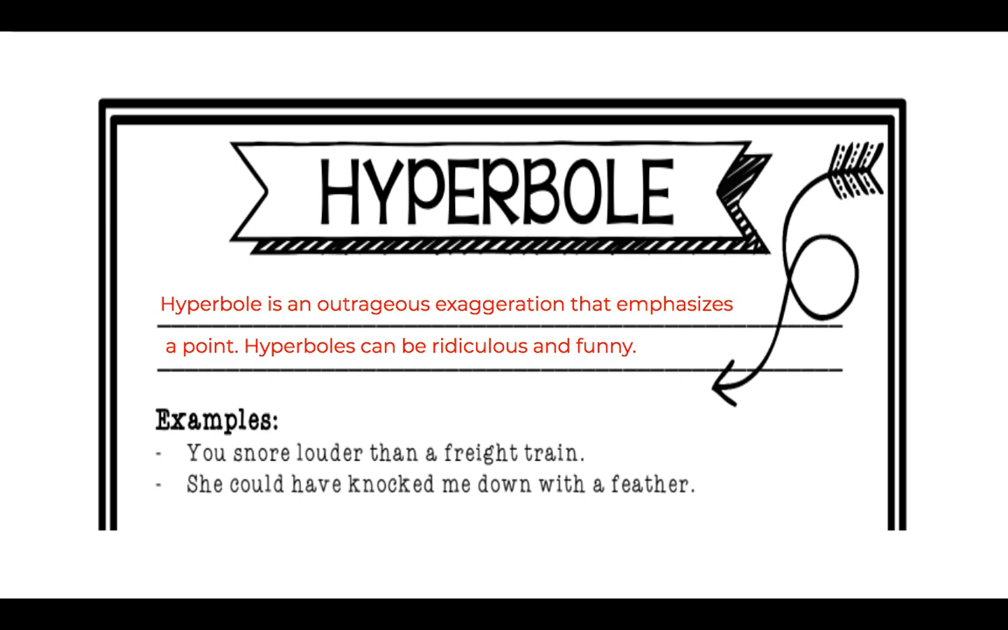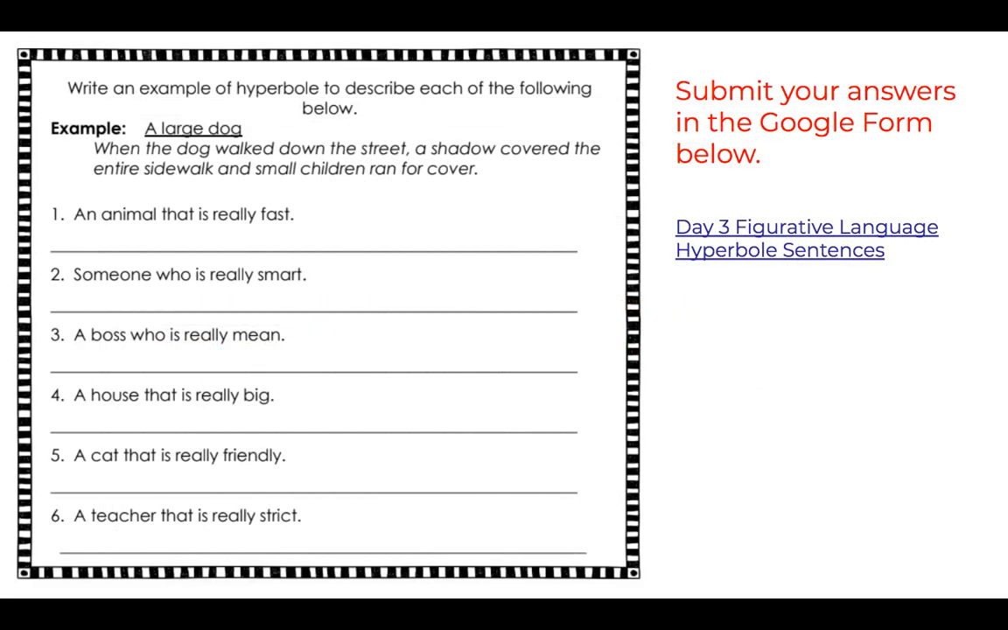Okay, so attached to this assignment is a Google Forms. You are going to be doing the practice that is down below. First, you will write them down in your composition notebook so you have them written down. You're going to write an example of hyperbole to describe each of the following below. They have an example for you, and they just give you a basic part of a sentence, and you are going to create that exaggeration, that outrageous, ridiculous, funny hyperbole to emphasize that sentence or the subject that's taking place in the sentence. So they have a large dog as an example.